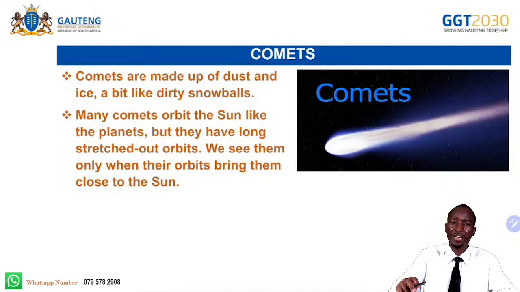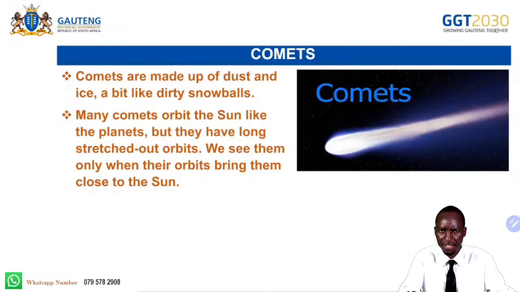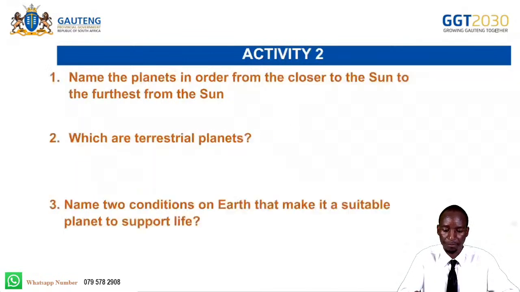We are only able to observe comets during the period when they come closer to the Sun. That's where those comets are visible. But then with time, as they move away from the Sun, we're not able to see the comets. They also orbit around the Sun.